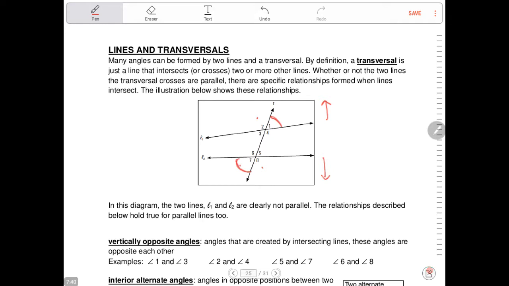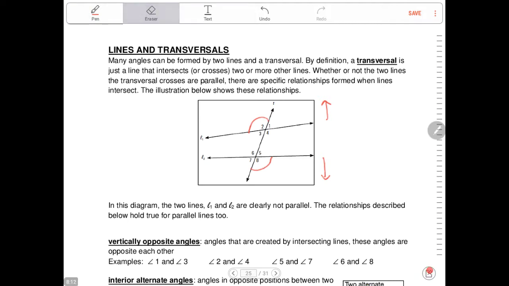Those will be exterior alternate angles because they're both exterior to the two lines and they're on opposite sides of the transversal. By definition then, we also have another situation here of exterior alternate angles. Angle 2 is exterior to the two lines, is on the outside. If you come down and you look at 8, it also is exterior of the two lines and is on the alternate side of the transversal. Pretty easy, nothing there too much to worry about.